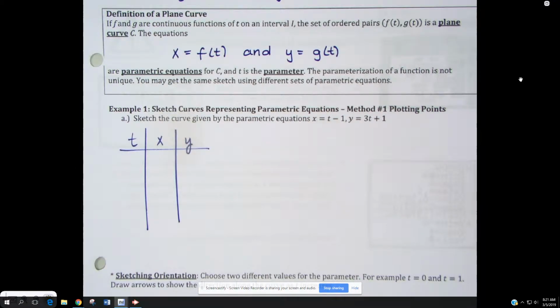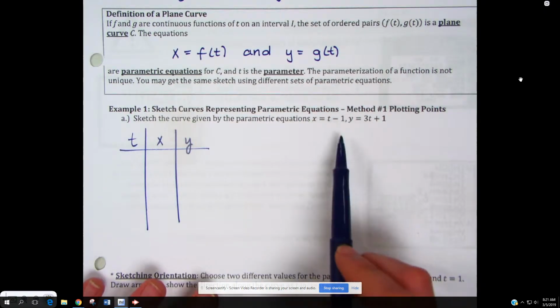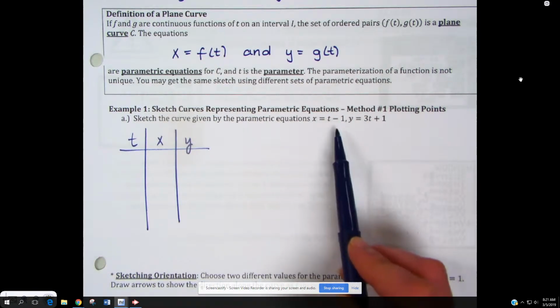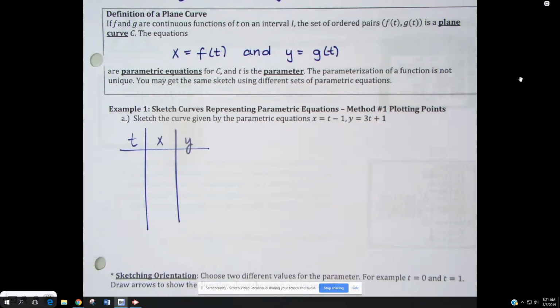Think about when we did the ellipse, right? We had a particular set of points that we were looking for to help us define the shape. And so it can be really tricky to understand what are good values for t. Typically, if I'm doing a line, then I don't need to get too creative. If I pick enough points, I should have a general shape.